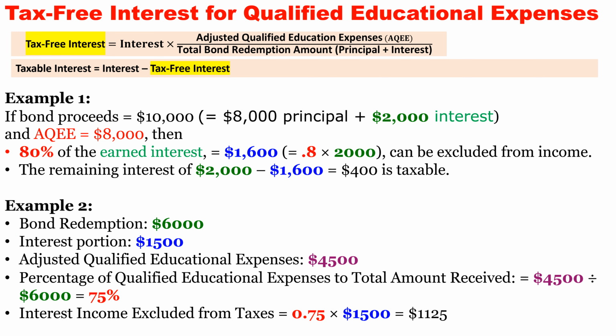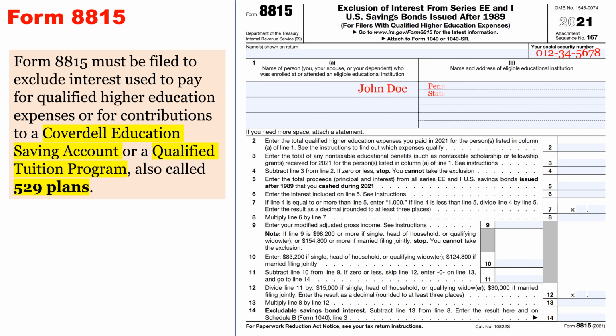If the bond proceeds exceed qualified educational expenses, then the percentage of interest that is tax-free equals the percentage of adjusted qualified educational expenses over the total bond redemption amount. Taxable interest equals total interest minus the tax-free interest. Form 8815 must be filed to exclude interest used to pay for qualified higher education expenses or for contributions to a Coverdell Education Savings Account or a 529 plan.